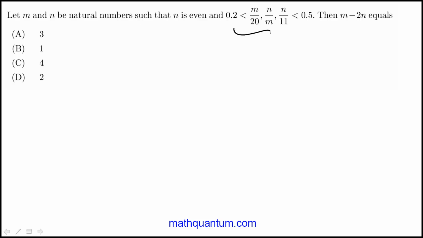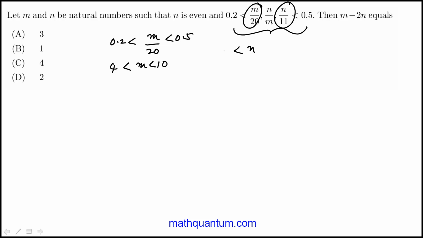So here we have this combination of inequalities, and it might seem difficult when you see all these, but the focus should start with these two, because that would put constraints on m and n. So if we start this way, multiply both sides by 20, that means m is greater than 4 and less than 10.